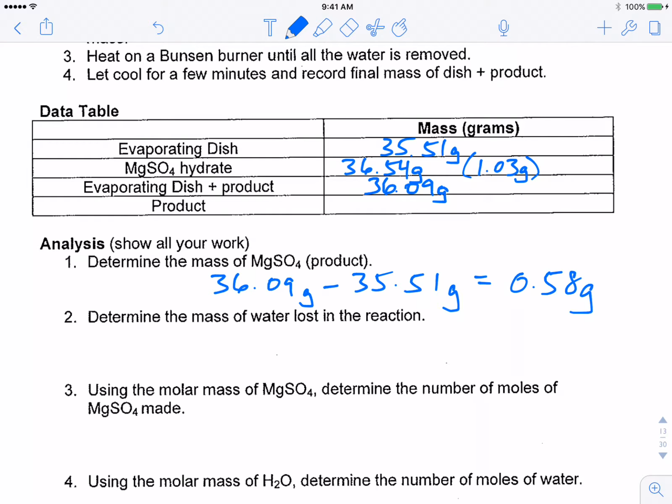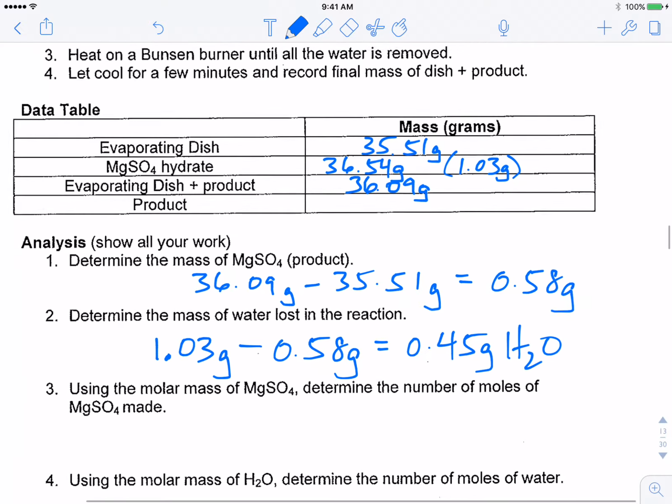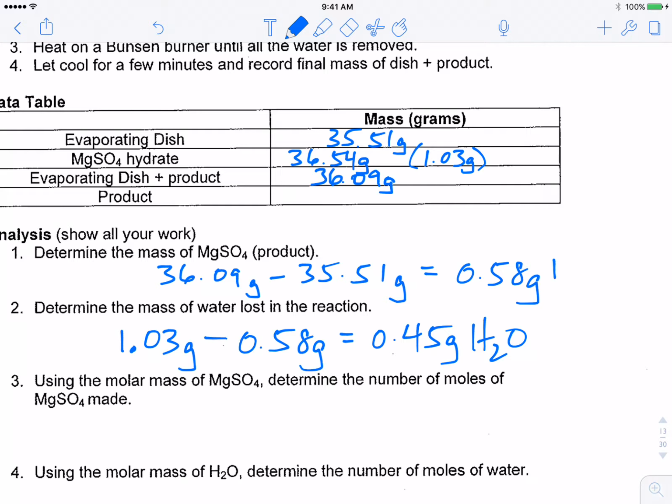Trying to figure out how much water was lost in the reaction, well, I started with 1.03 grams of solid, the hydrate. And I'm going to subtract out the MgSO4, which we just calculated, 0.58 grams. And we get 0.45 grams. Okay, so that's 0.45 grams of water, and 0.58 grams is the MgSO4. So we know how much MgSO4 we made, and we know how much water was evaporated off.